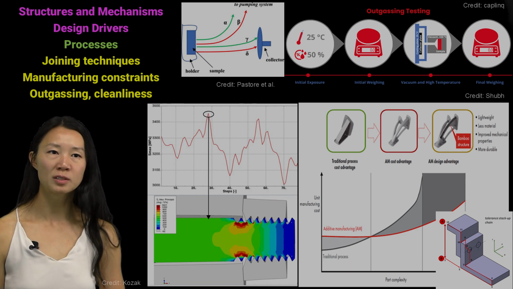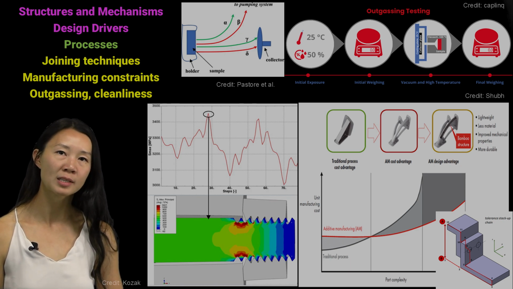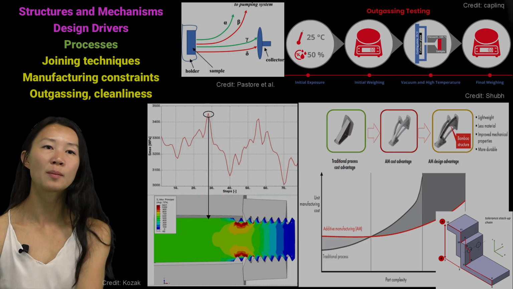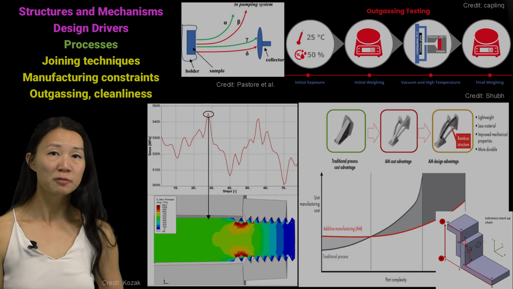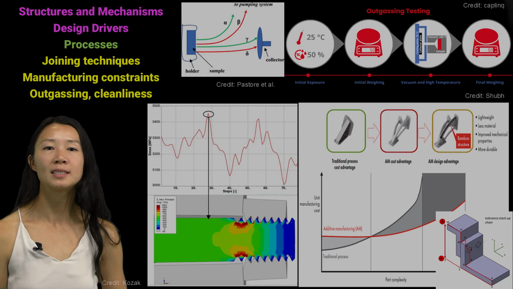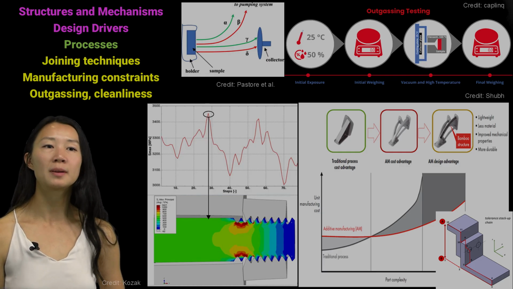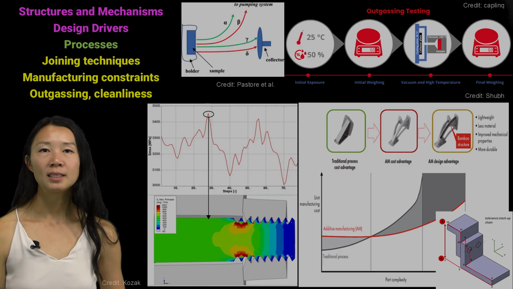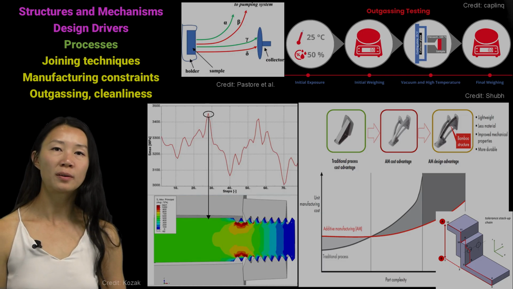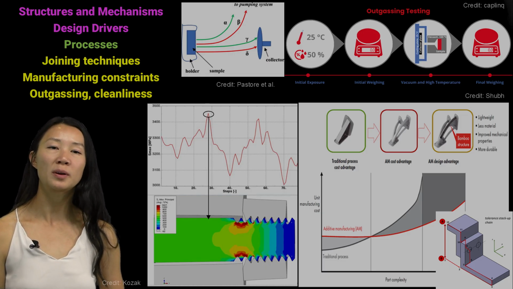NASA standards are strict, where TML has to be less than 1% and CVCM has to be less than 0.1%. And the reason for that is that even a thin layer of condensed gas can ruin optics or degrade thermal blankets. That's why cleanliness isn't optional. Every component must pass this testing. Designing for space is as much about how you build and assemble things as what you build them from.